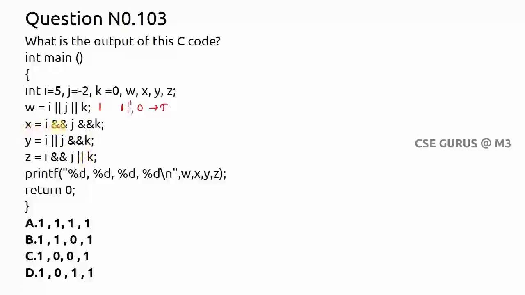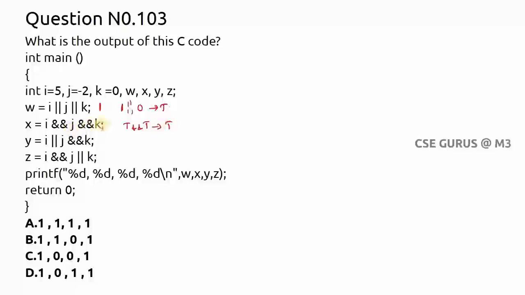Now here there are two logical AND operators. Again, left to right associativity. I and J: what is the I value? 5. J value is -2. So both are non-zero, that means both are true. Non-zero means true and 0 means false, we need to consider. So true and true is true only.